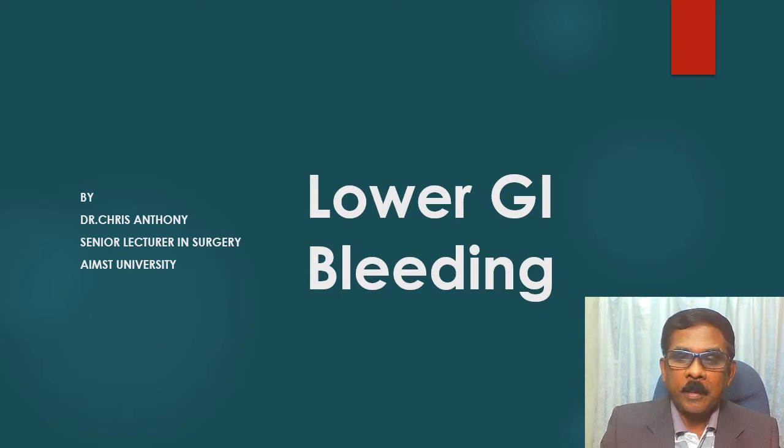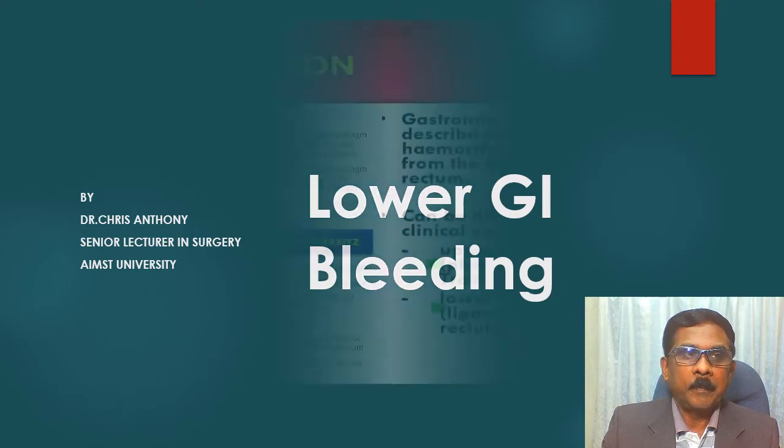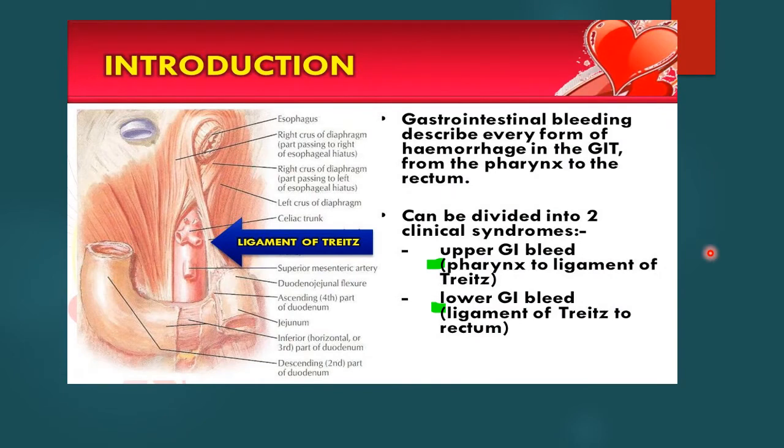Today's topic is another important and common situation that we see in our patients today. It is lower GI bleeding. First, let's define what lower GI bleeding is. Lower GI bleeding is bleeding coming from distal to the attachment of the ligament of Treitz.